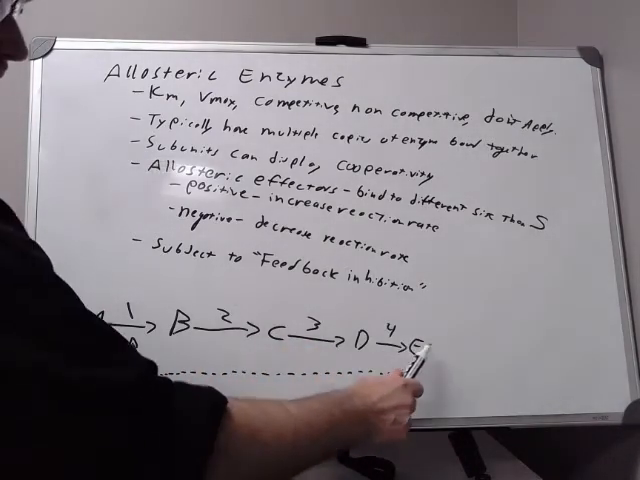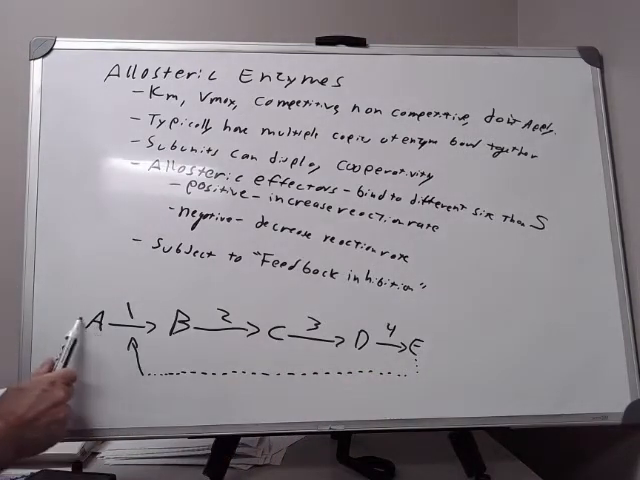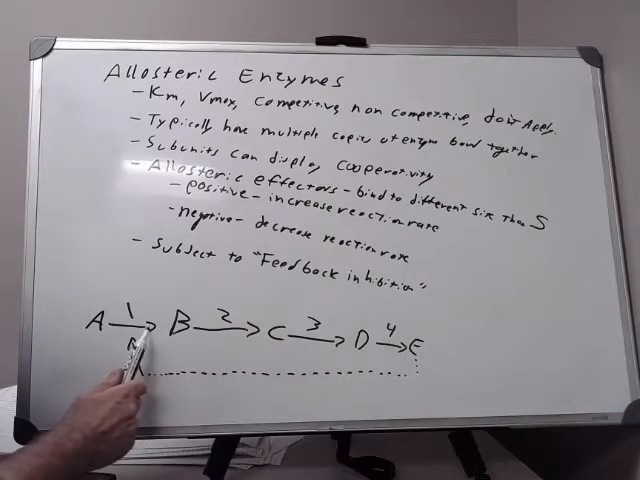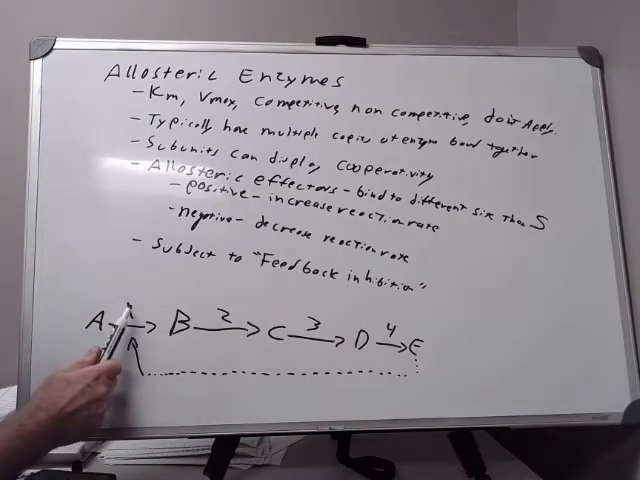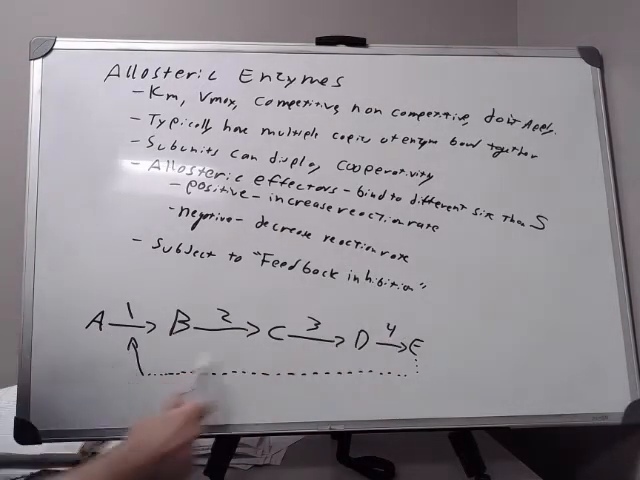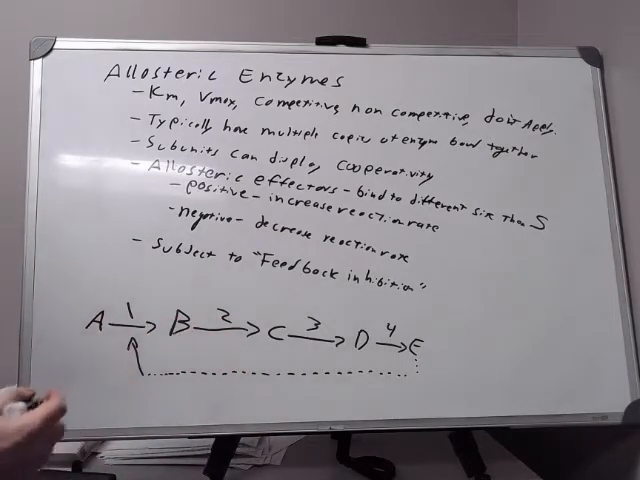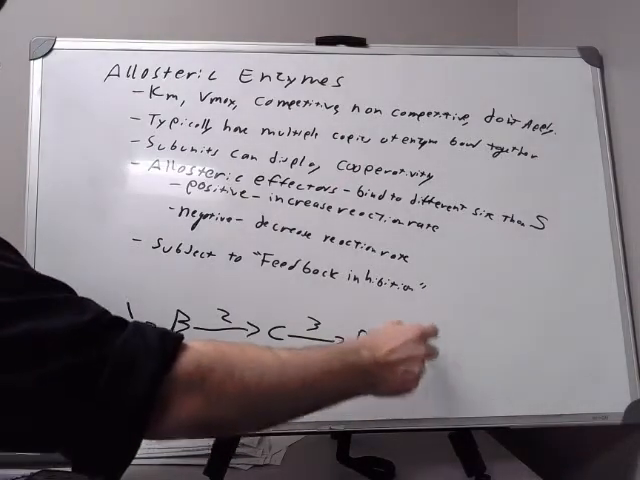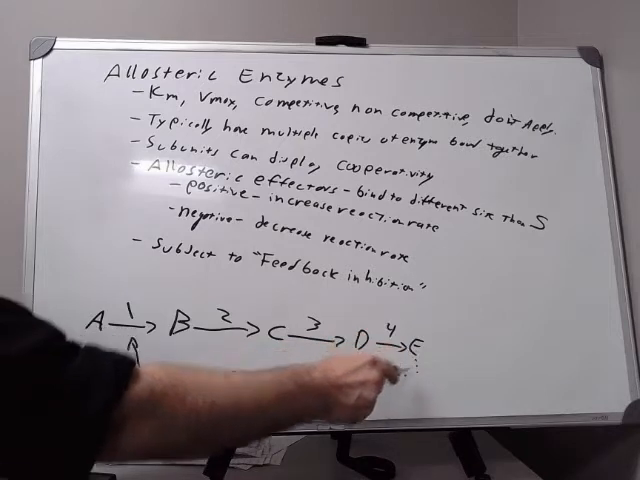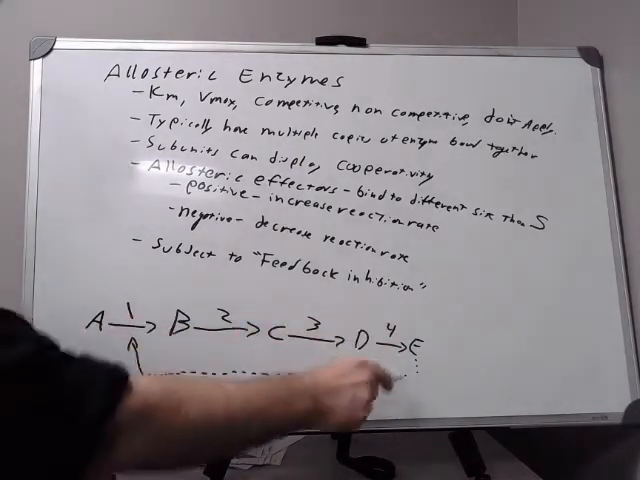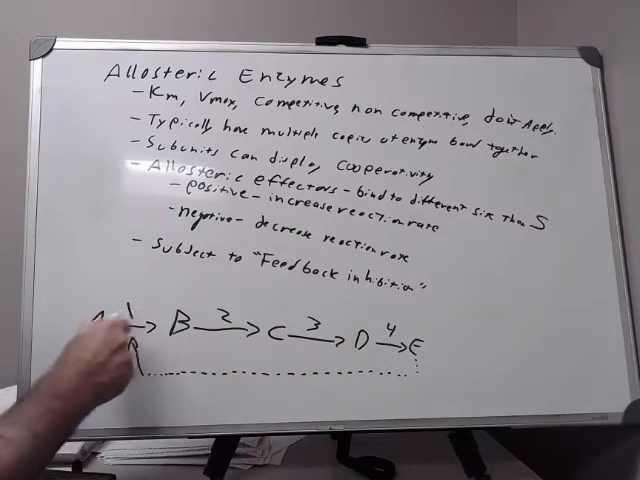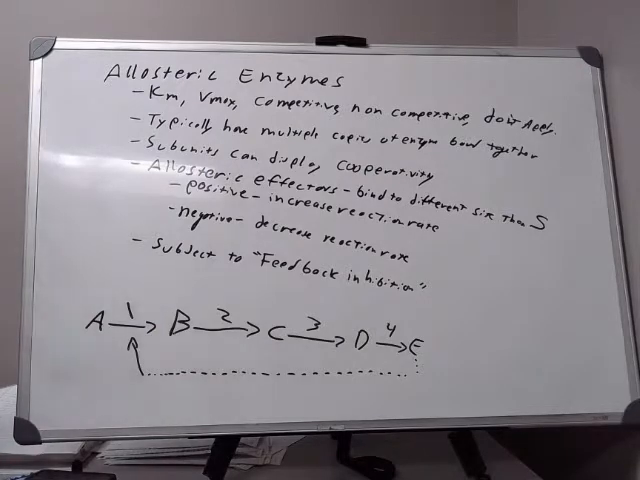And so then as we have less E, then the inhibition is reduced and more A can be converted to B. But then we have more E, and so we have more inhibition, and we slow down the production of E. And so doing this, the body can control the production of this molecule E by using E to inhibit its own production by coming back and inhibiting one of the enzymes involved in producing molecule E. So that's an example of how allosteric enzymes work, and a little bit of how they're different from Michaelis-Menten enzymes.